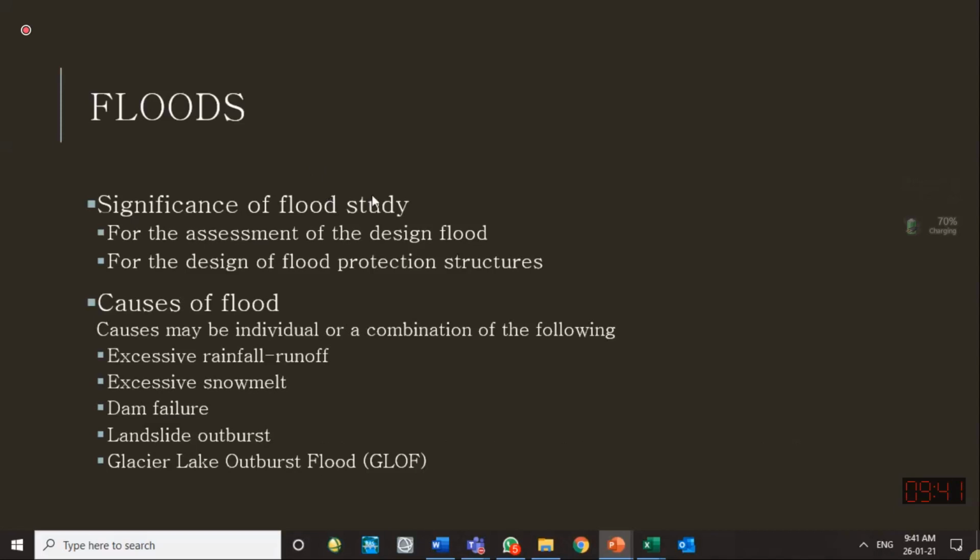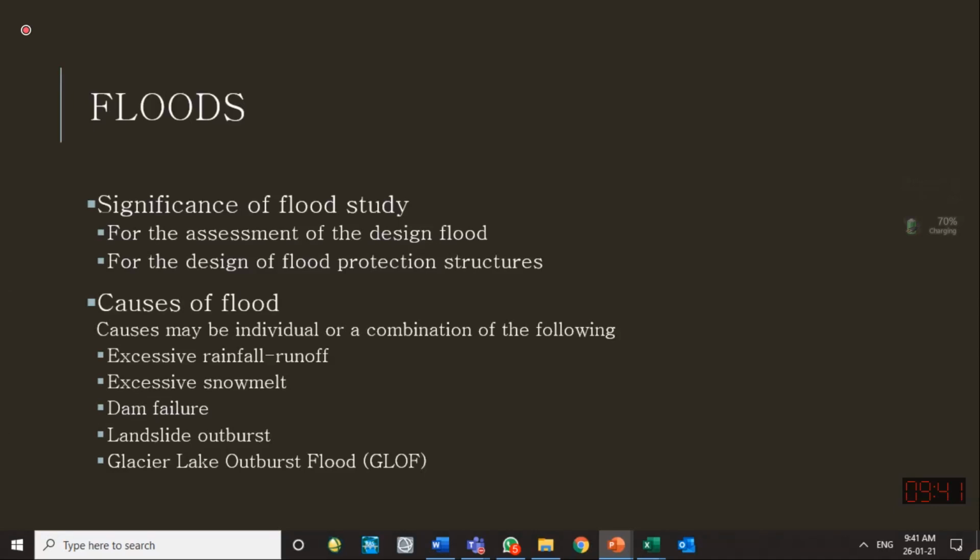Significance for different kinds of structures' safety analysis: we have to know flood of which size can reach over here and how much flooding it will cause. So for the assessment of the design flood for a structure, we need to carry out a flood study. You are constructing a bridge. You want to find how much flow can pass underneath this bridge, or you want this bridge to be safe for so much flow. So that so much flow that you have decided is called the design flow.